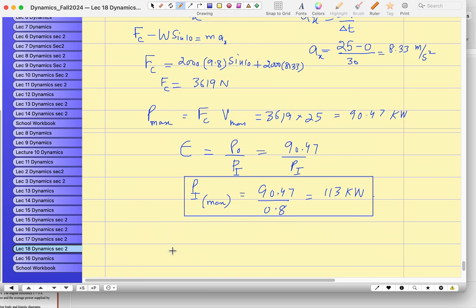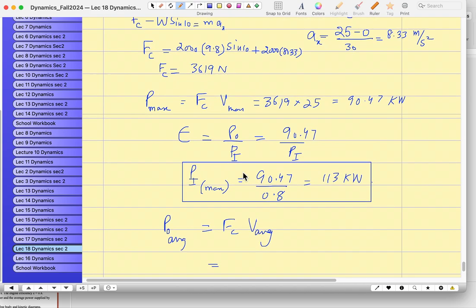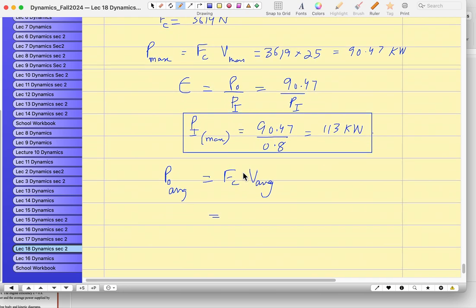What about the average output power? You will see F sub C times average velocity. We already found the average velocity, 12.5. F sub C does not change. It's 3,619. So 3,619 times 12.5. If you do the math here, you should get 45.28 kilowatts.